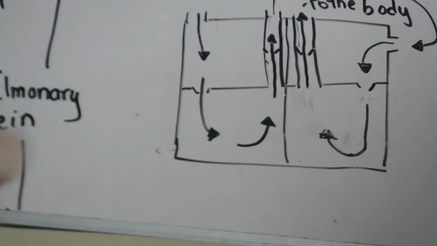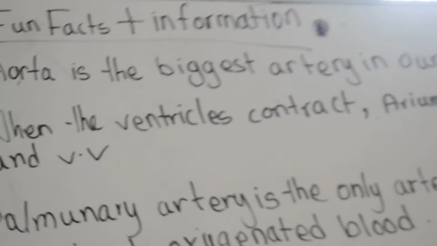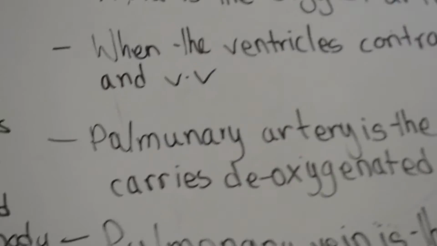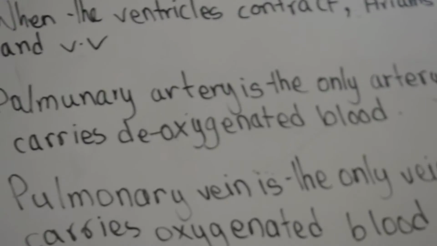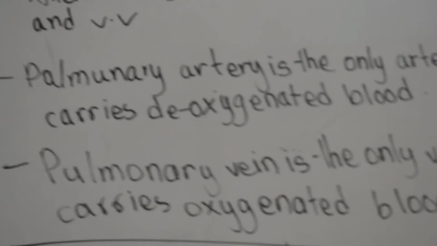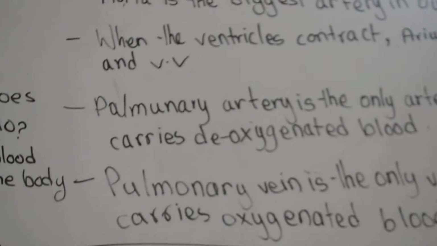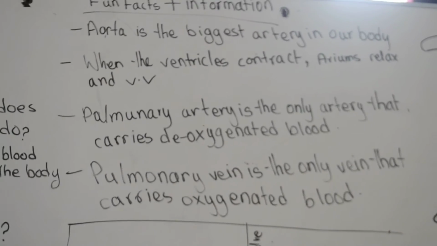Now, for some fun facts and information about our heart. Aorta is the biggest artery in our body. When the ventricles contract, the atrium relaxes and vice versa. Pulmonary artery is the only artery that carries deoxygenated blood, and pulmonary vein is the only vein that carries oxygenated blood.